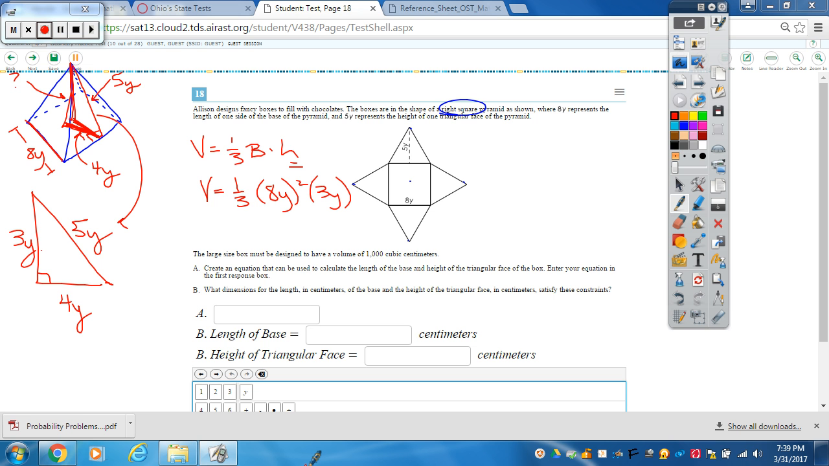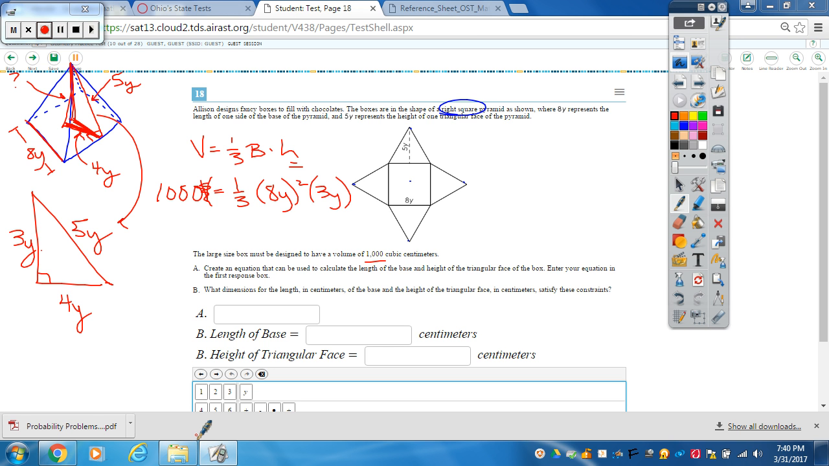To finish that off, since it has to equal 1,000 cubic centimeters, you'd want to put the 1,000 in right there. No volume needed, just put the volume in itself. Then from there, we want to find the length of the base and the height of the triangular face.